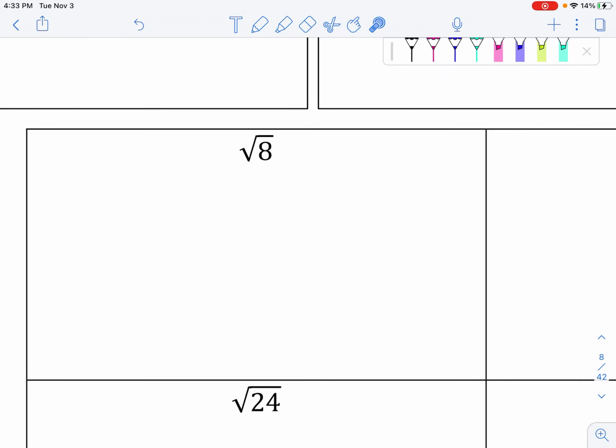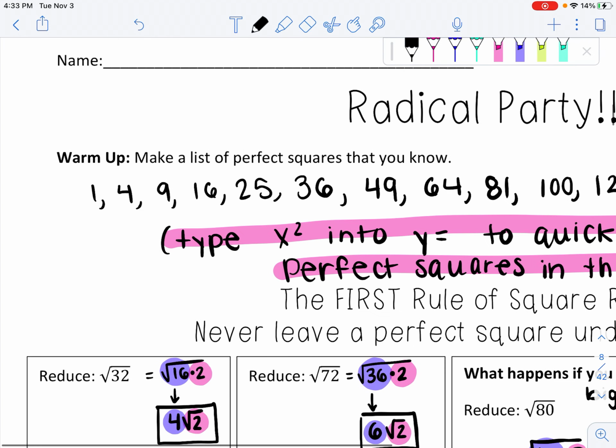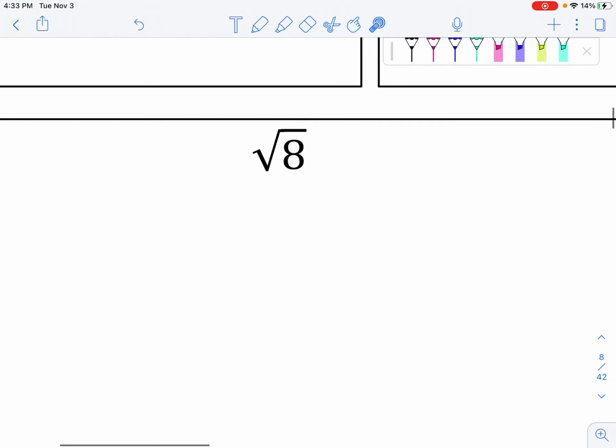So the way that I always tell my students to do this is with your list of perfect squares, start dividing. Just start at the perfect square that is the biggest perfect square smaller than your number. So the biggest perfect square smaller than 8 would be a 4. So let's see, well, can 8 be divided by 4? Hopefully you know that yes, it can be.